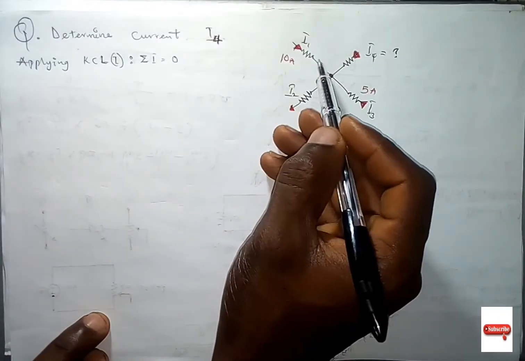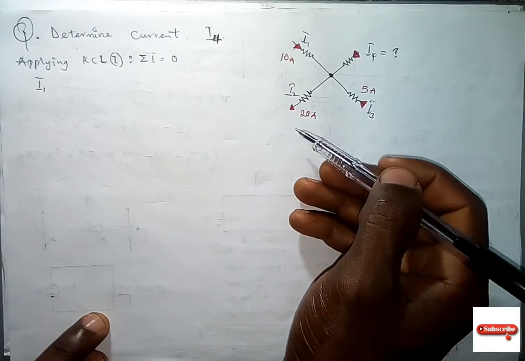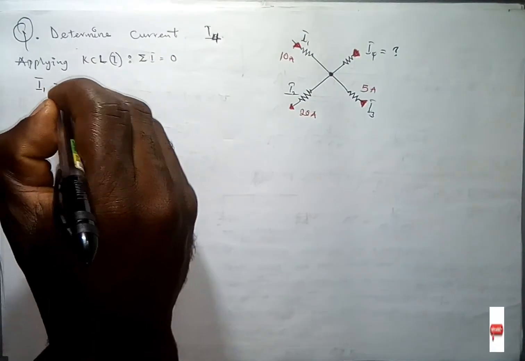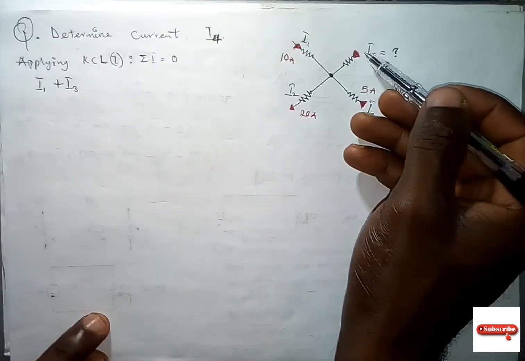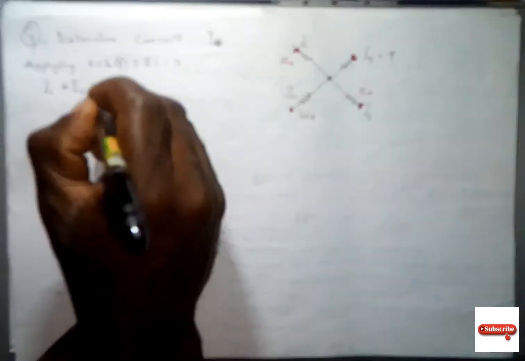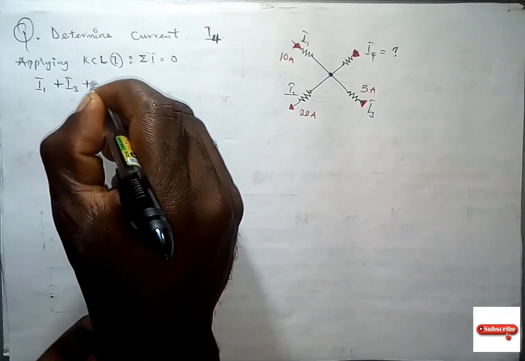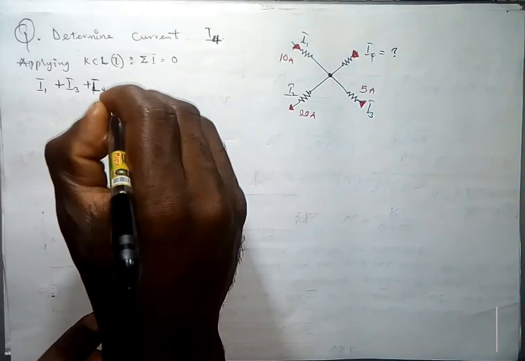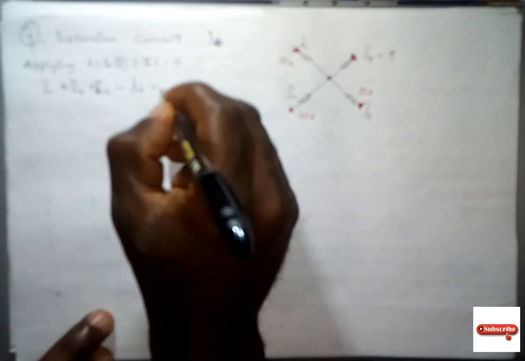If we look at, I1 is entering, so we are going to have positive I1. Is there another one that's entering? I3 is entering, positive I3. Which other one? I4 is entering, so we have positive I4. So it's only I2 that is leaving, so we are going to have negative I2. That is the one that is leaving. So the sum of everything is going to be 0.